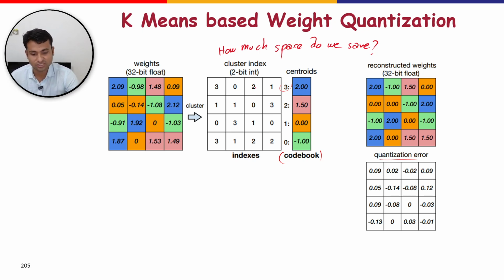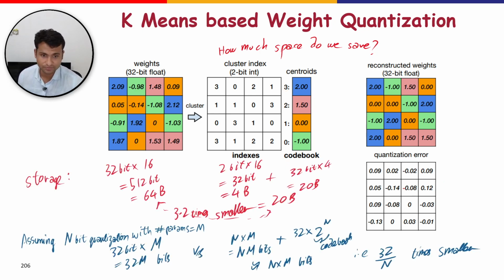So if we reconstruct the weights from the centroid and the cluster, then in place of 3, what will come is 2. In place of 0, what will come is -1. So you will see that effectively the color coding is still the same, but we calculate the quantization error, and the main aim of finding these appropriate centroids is to minimize this quantization error.